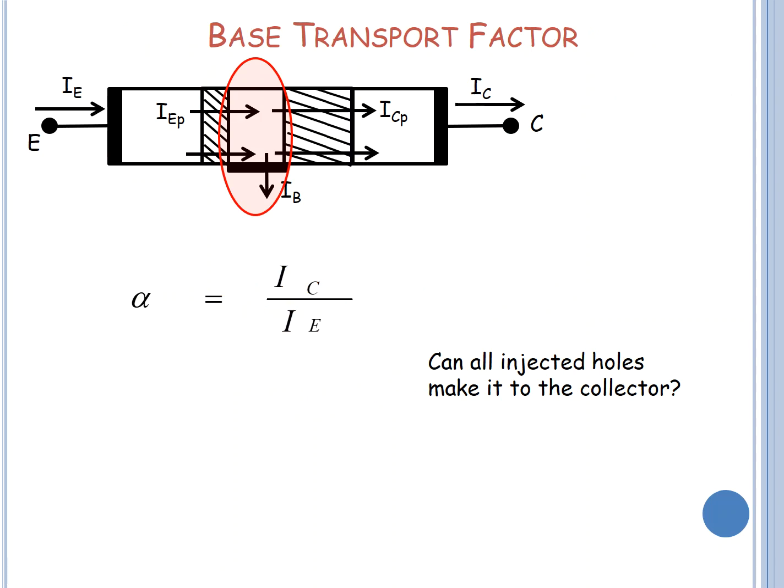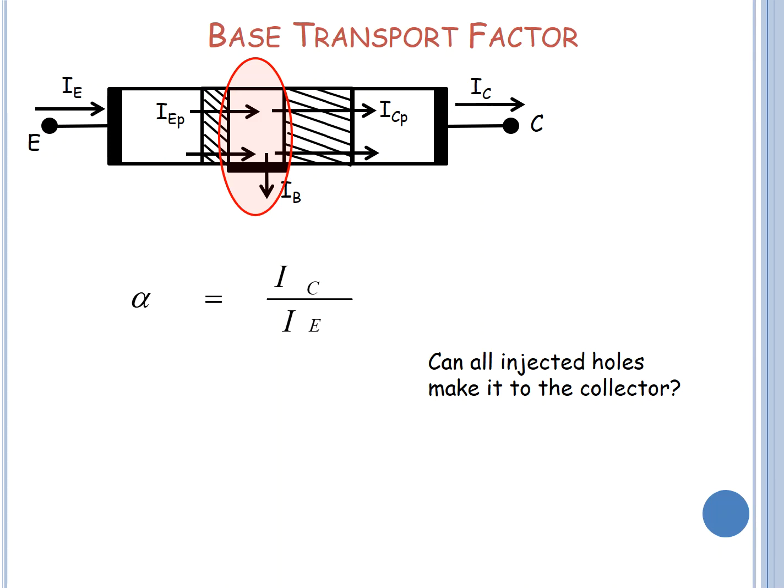So now again, the transport factor, base transport factor, means: will all the holes which are injected by the emitter make their way to the collector? And this is described as alpha. Alpha is equal to IC over IE.